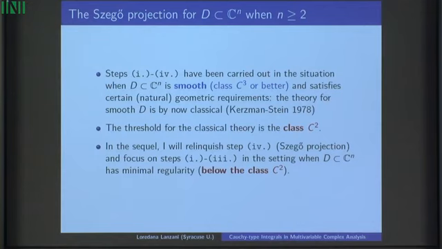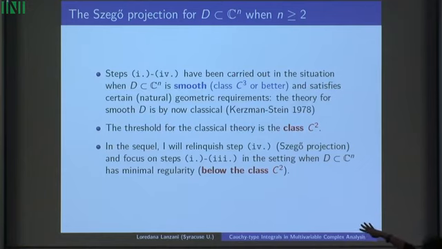So, all the steps have been carried out in the situation when the domain is smooth. And smooth in higher dimension means 3 continuous derivatives of the function that defines the domain. And it satisfies certain natural geometric requirements. And so the theory in this case is by now classical. It was established by Kerzman and Stein on the very same year when Calderon proved L2 regularity for the Cauchy integral of a Lipschitz curve. Now, in higher dimension, the threshold for this theory is the class C2. And I will say a couple of words in a minute.